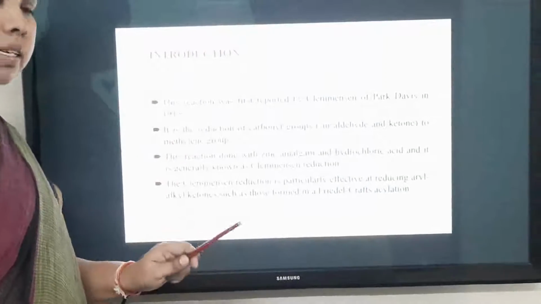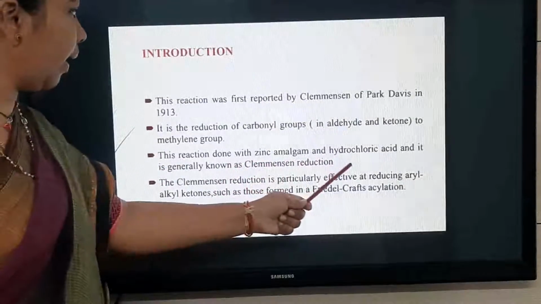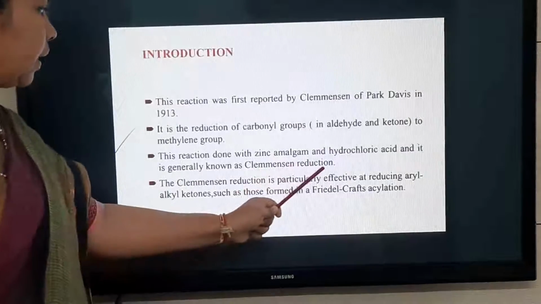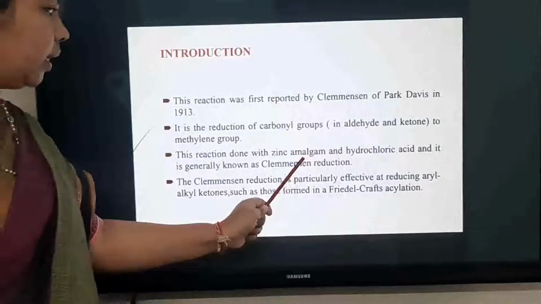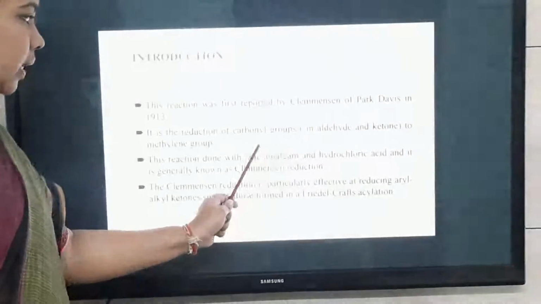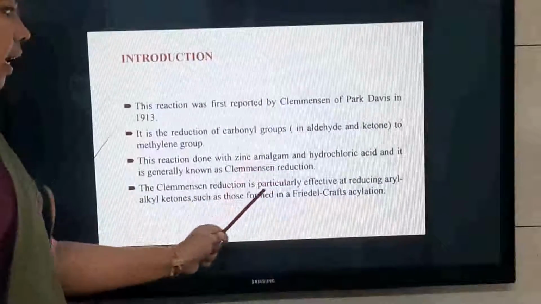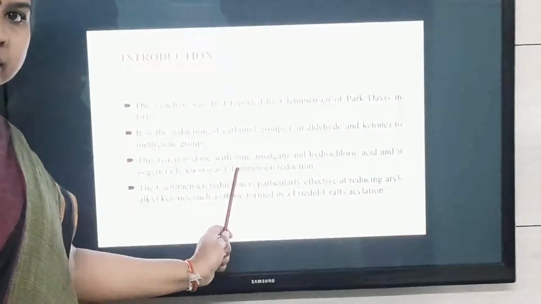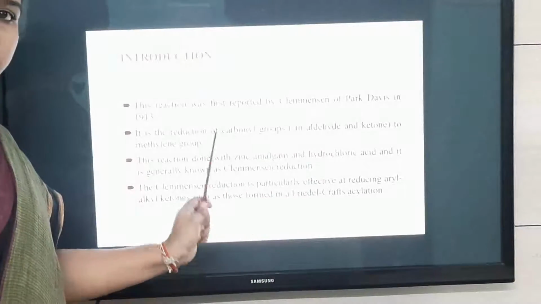CO is converted to CH2. This reaction is done with zinc amalgam and hydrochloric acid, and it is generally known as the Clemmensen reduction. Here we mainly remember zinc amalgam, Zn(Hg). When mercury is present, we say amalgam. So this reduction takes place in acidic condition, whereas the Wolff-Kishner reaction takes place in basic condition.